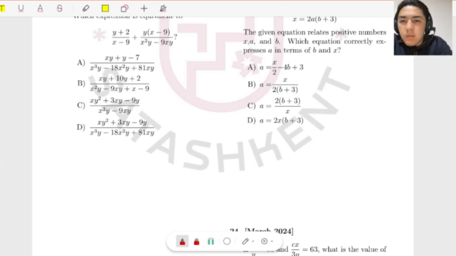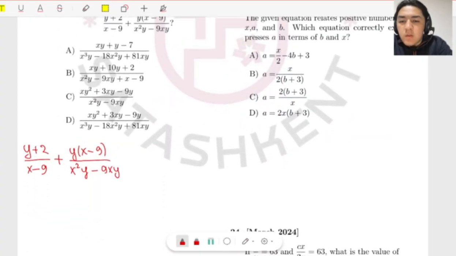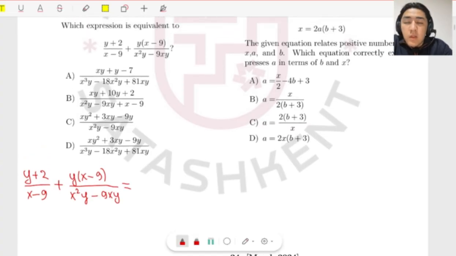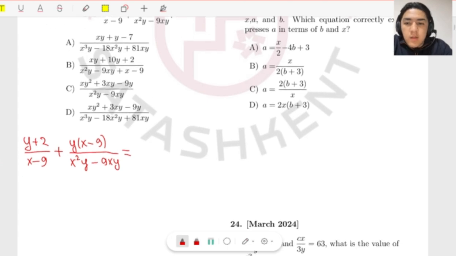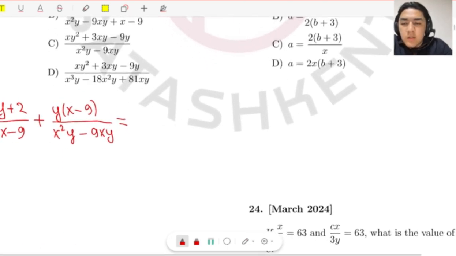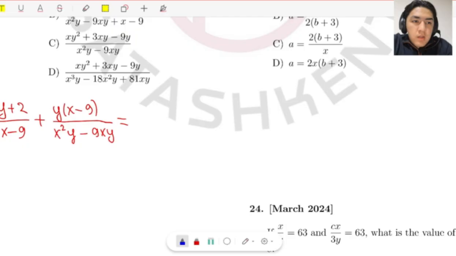Question 21. But here, okay, we need to do more stuff, right? Let's write them down. Y plus 2 over x minus 9, plus y times x minus 9 over x squared y minus 9xy. Now I have to simplify it and find which of the following is equivalent. Okay guys, here you don't have to eliminate some things from the denominator and from the numerator.